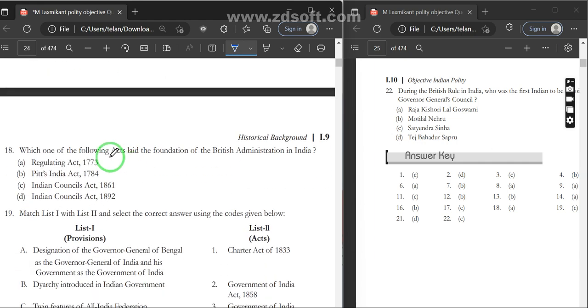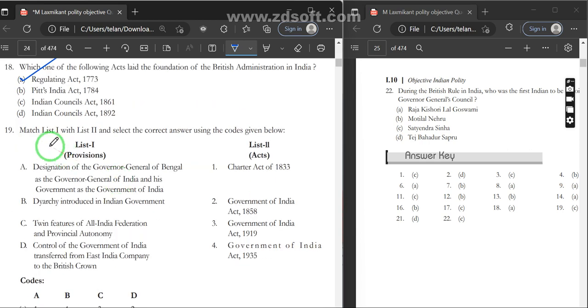Okay. And next, which one of the following acts laid the foundation of British administration in India? 18th question. It laid the foundation of British administration in India. The answer is the act which, for the first time, regulated the East India Company by the British government. That is the Regulating Act 1773. So now comes the 19th question.